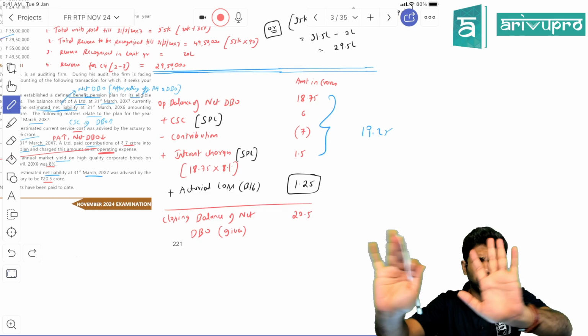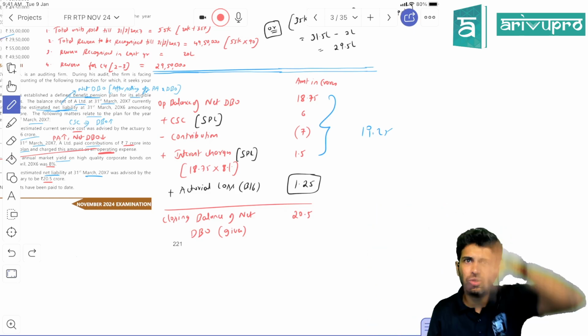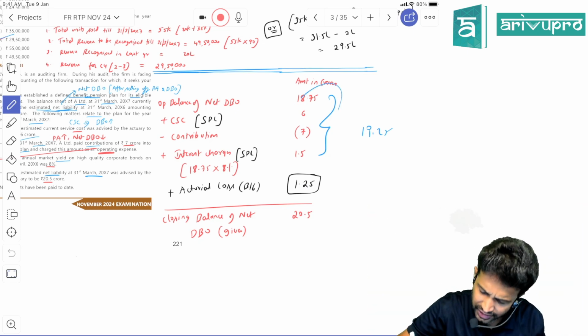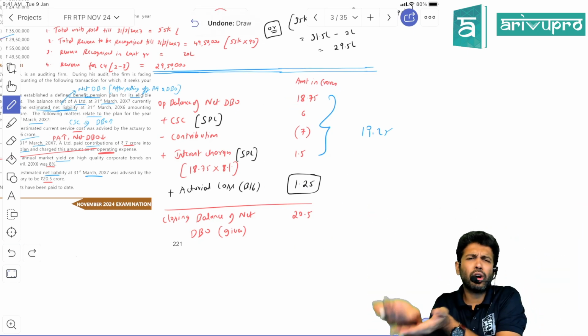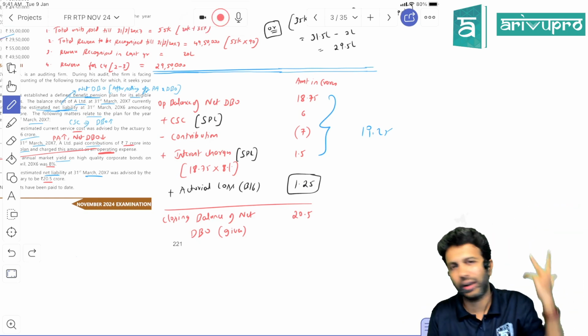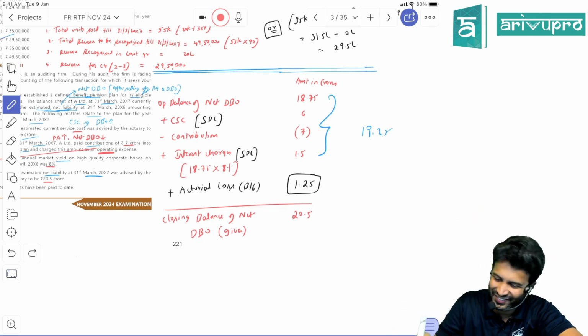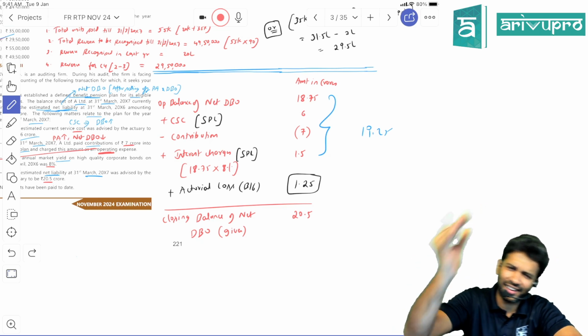Alright, this is what all this we have done. But the thing is, in our regular class, they used to give DBO and plan assets balance separately. So we used to work them separately. Here they've given a netted off number. So accordingly, take that netted number and work it out. That's all it is. Just a different way of asking the same question. We have done so many questions like this in our Ind AS 19.